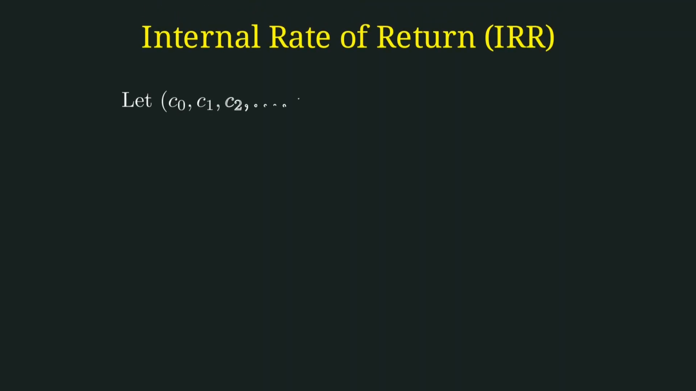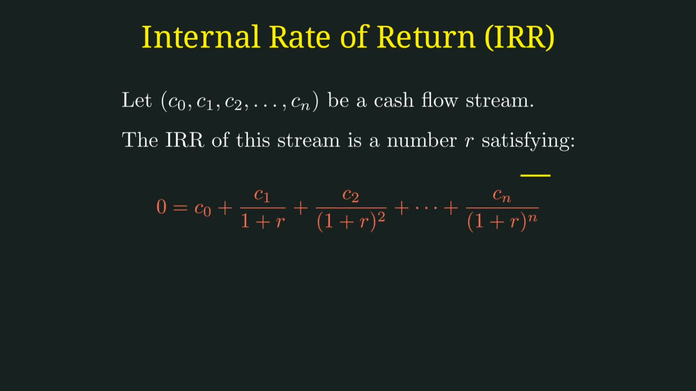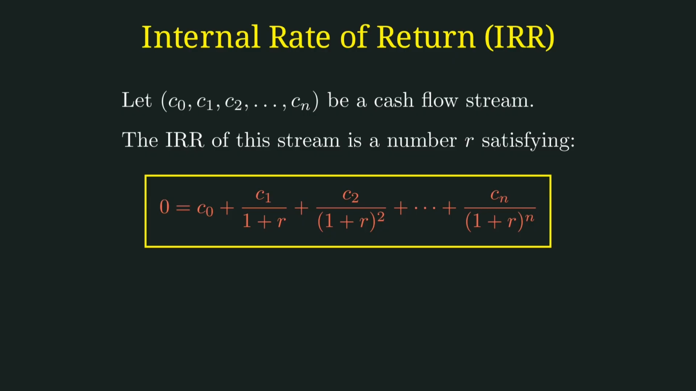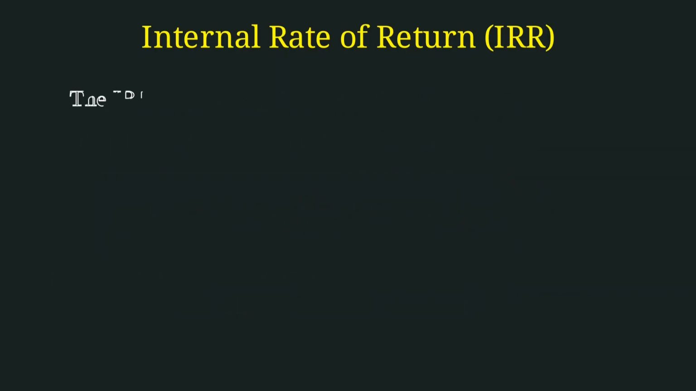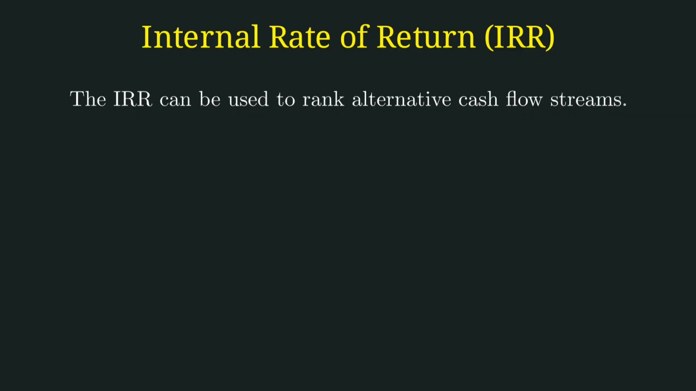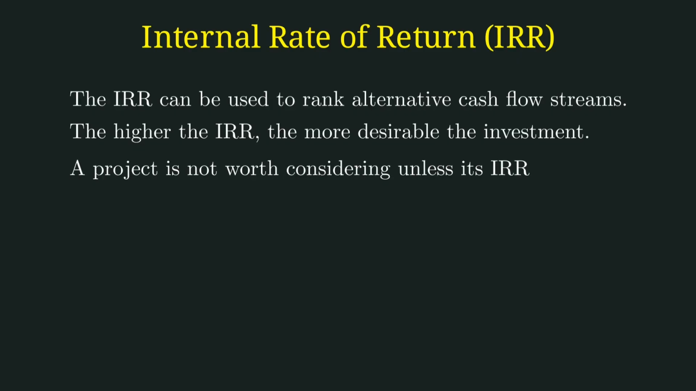Internal rate of return. If a cash flow stream is given in this way, then the internal rate of return of the stream is a number R satisfying this equation. It is independent of the prevailing interest rate and depends only on the cash flows. The internal rate of return can be used to rank alternative cash flow streams. The higher the IRR, the more desirable the investment. A project is not worth considering unless its IRR exceeds the prevailing market rate.